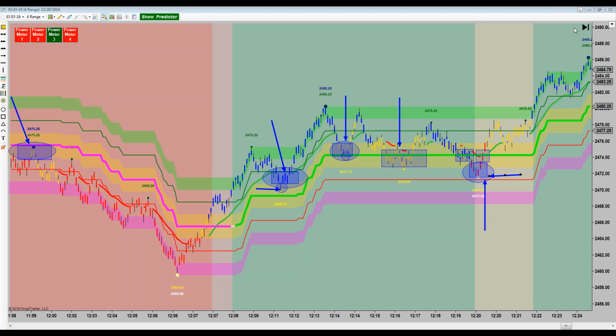All right, perfect. Drawing tools, remove all drawing objects, clean chart, and we're going to look at this morning. Okay, here we go. Let's go back to the open. Let's talk about the open and how you can start making some money, because that's why you're here, right? Let's go talk about making some money.